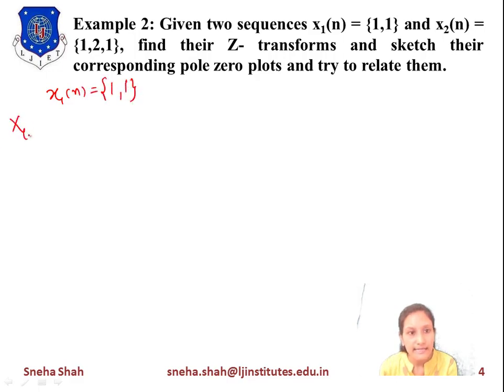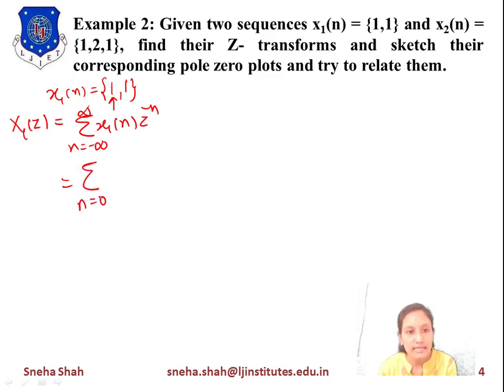If we find the z transform of this, x1 of z equals the summation of x1 of n z raised to minus n, with the range of summation from minus infinity to infinity. Now x1 of n is given as 1, 1. The arrow is not given, so the first term is considered at the arrow, n equals 0. At n equals 0 its value is 1, and this one is n equals 1. So the summation runs from n equals 0 to 1 of x1 of n z raised to minus n.